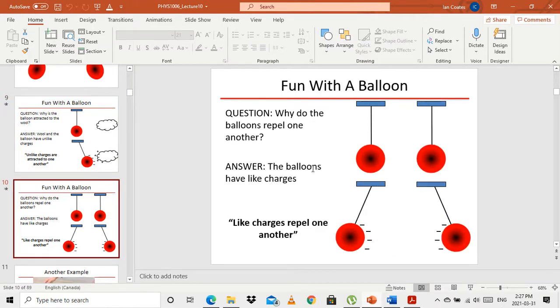And why do the balloons repel each other here? Because they have the same charge. That's what's going on here. They have the same charge, so they try and get away from each other.